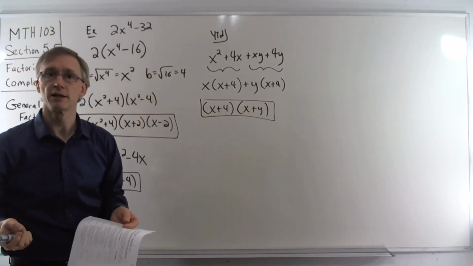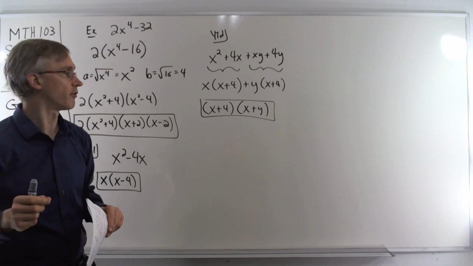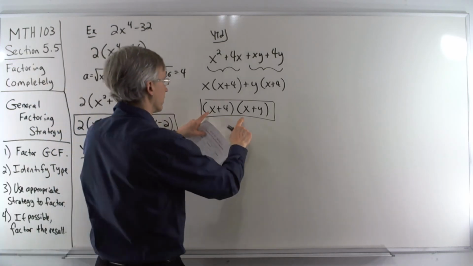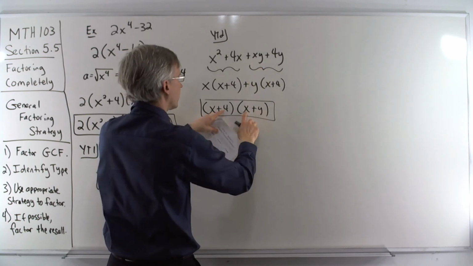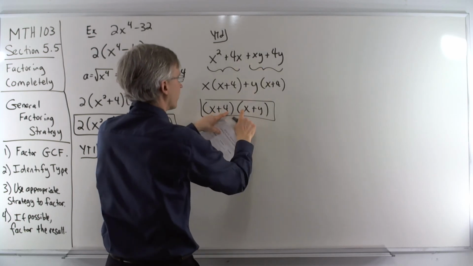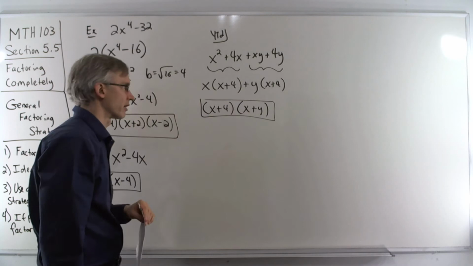And with all problems like this, we should always FOIL, just make sure we factored correctly. So x times x is x squared, x times y is xy, 4 times x is 4x, and 4 times y is 4y. So we get all 4 terms.